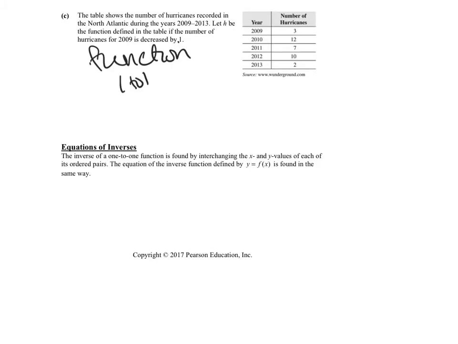Okay, so equations of inverse. The inverse of a one-to-one function is found by switching the x and y values and then solving for y. So there are the steps for finding the equation of an inverse. For the first one, remember this parent function looks like this. So not one-to-one, so no inverse. Okay, the second one is a line, so it is one-to-one.